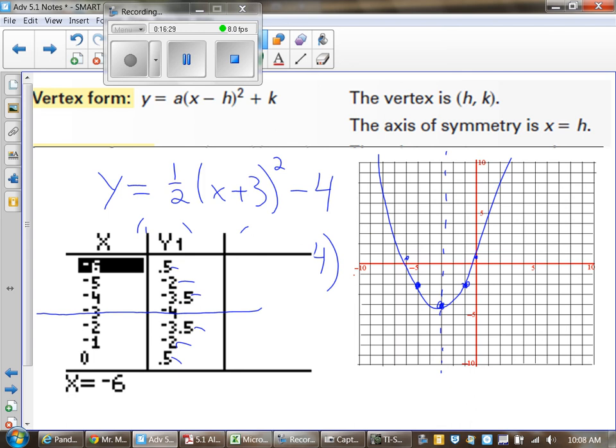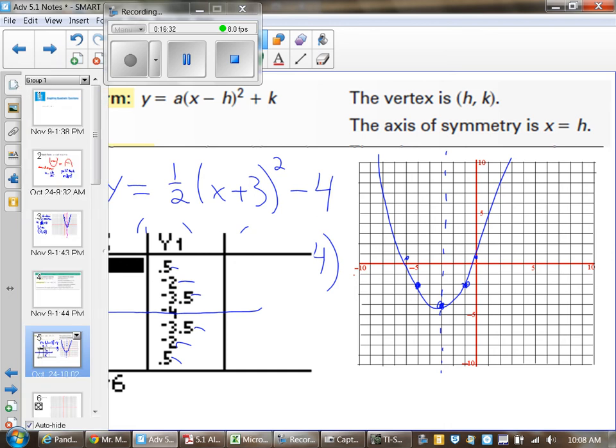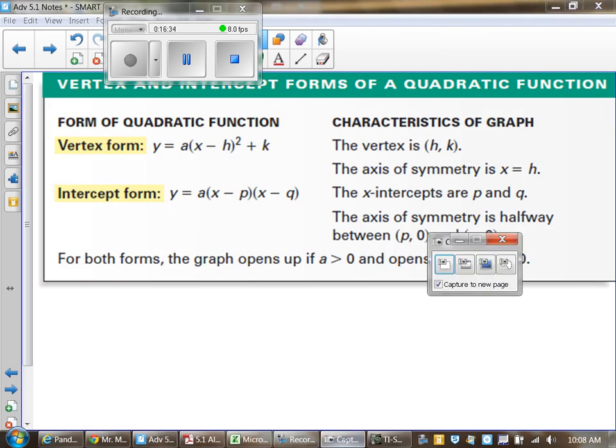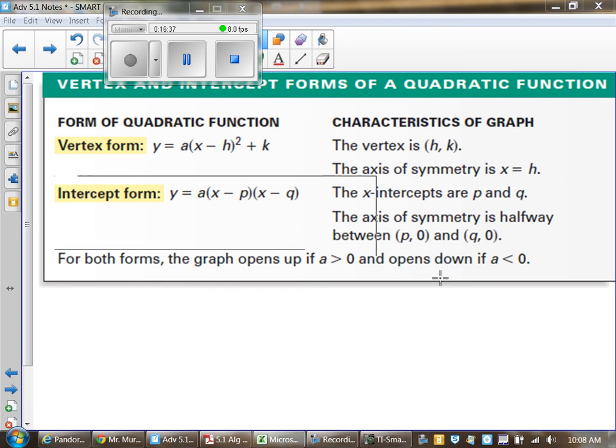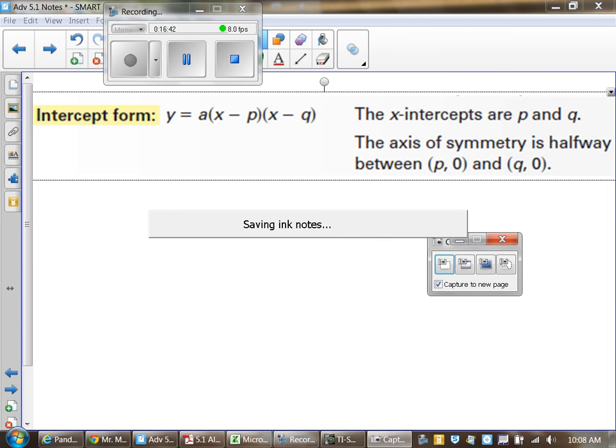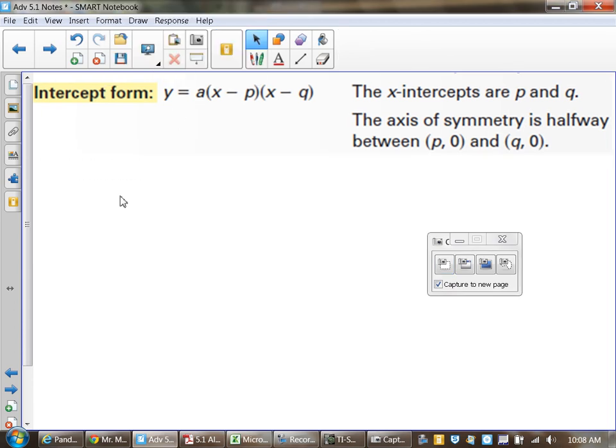One more form. I know you're waiting with bated breath. It's called intercept form. Intercept form looks a little bit different. You have y equals a times the quantity x minus p times the quantity x minus q. What they're doing here is writing it out as a factored form of the standard equation. That's nothing more than a standard equation factored.